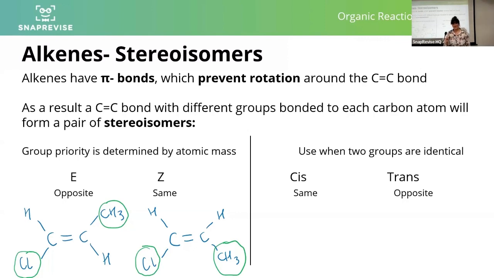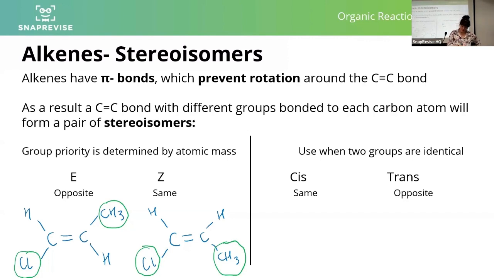The way I remember it, it's silly, but it works for me, is Z is on the same side. That's how I've always remembered it. That's how I will continue to remember it forever. Z is on the same side. So they're both below the carbon-carbon double bond. So they are on the same side of the double bond, they are Z.